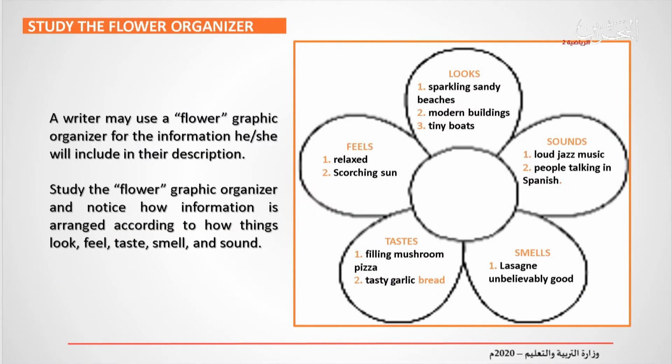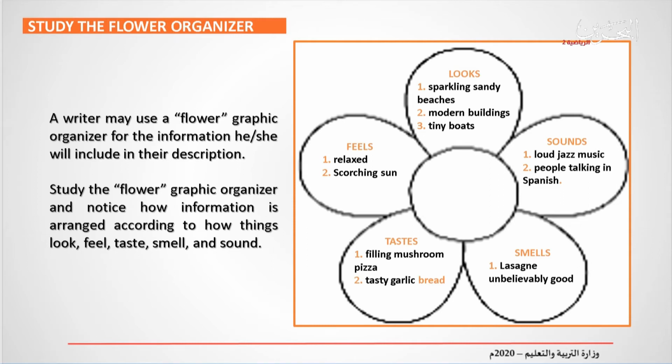Let's see this beautiful flower. This is how we organize our writing. Alright, a writer may use a flower graphic organizer for the information he or she will include in their description. Study the flower graphic organizer and notice how information is arranged according to how things look, feel, taste, smell, and sound.